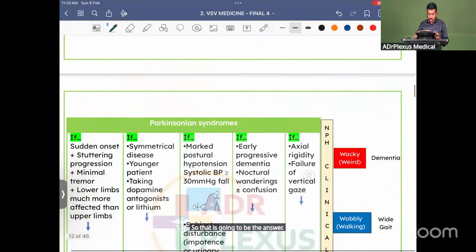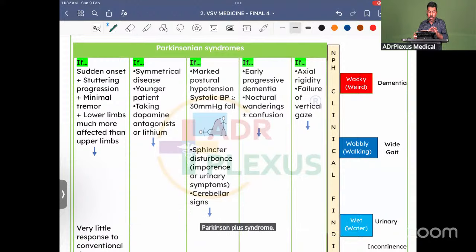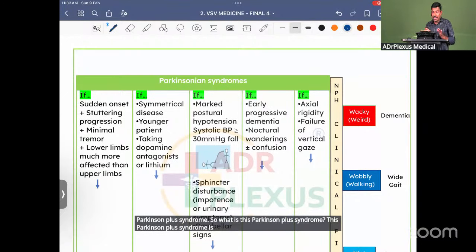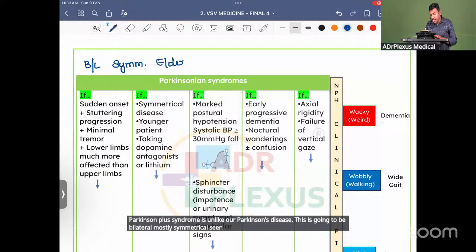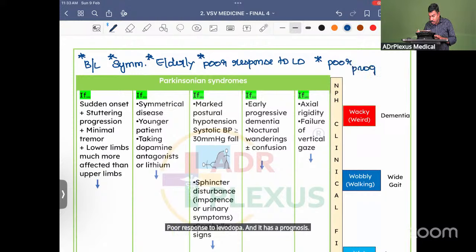Coming to the next topic, which is Parkinson plus syndrome. So what is this Parkinson plus syndrome? It is unlike our Parkinson's disease. This is going to be bilateral, mostly symmetrical, seen in elderly patients. Poor response to levodopa, and it has a poor prognosis.